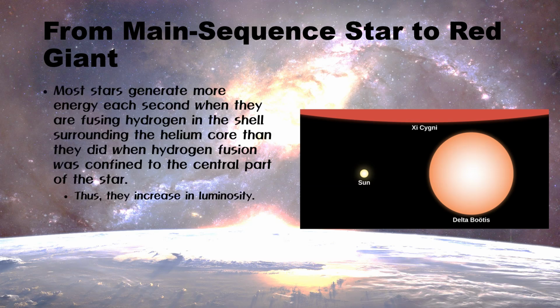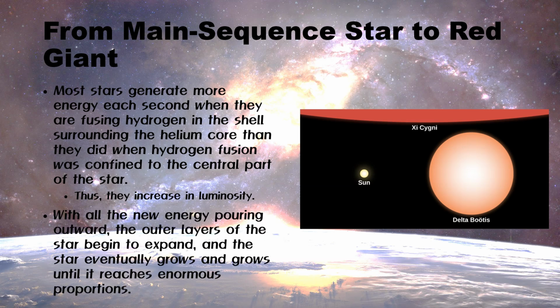Now, most stars generate more energy each second when they're fusing hydrogen in the shell surrounding the helium core than they did when the hydrogen fusion was confined to the central part of that star. Therefore, these stars are going to increase in luminosity because, of course, they're generating more energy, right? Well, with all the new energy pouring outward, the outer layers of the star actually begin to expand, and the star is eventually going to grow and grow until it reaches enormous proportions.